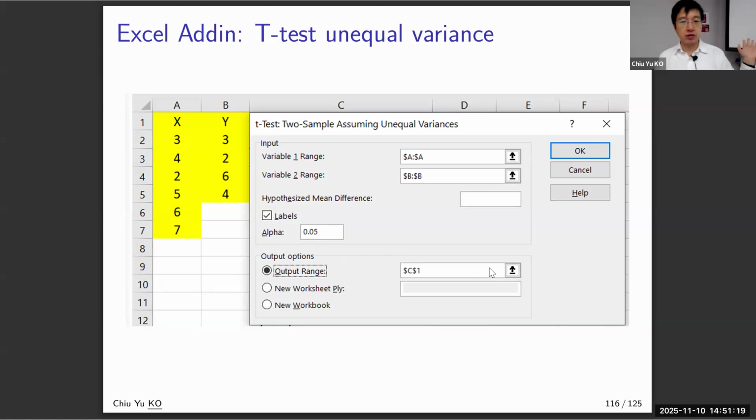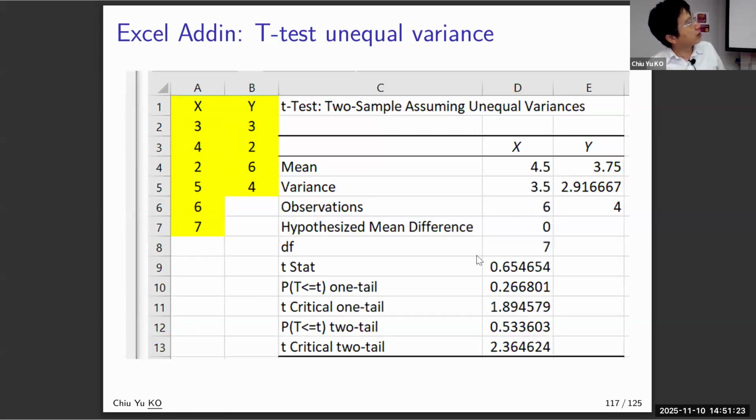So this is an unequal variance test. Given the data, you just tell it and run, and it already gives you the answer. Whether you want a two-tail or one-tail, look at the p-value, this number, then you're done. So this is rather convenient, it gives you the p-value.